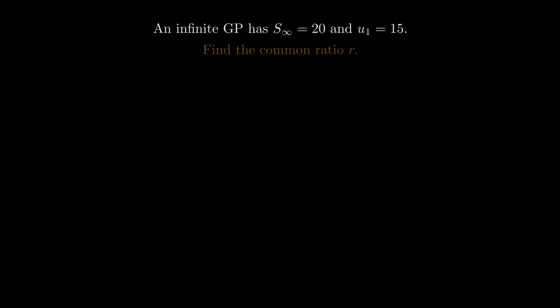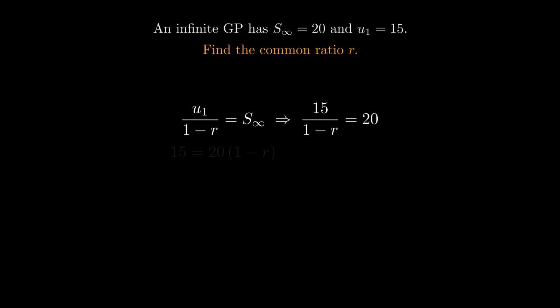Part 2 runs it backwards. A real favorite of examiners. An infinite geometric series has sum to infinity 20 and first term 15. Find the common ratio. Set the formula equal to 20. 15 over 1 minus r equals 20. Multiply up. 15 equals 20 times 1 minus r. Divide by 20. 1 minus r is 15 over 20, which is 3/4.